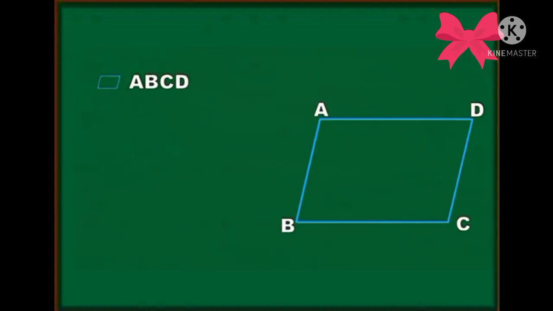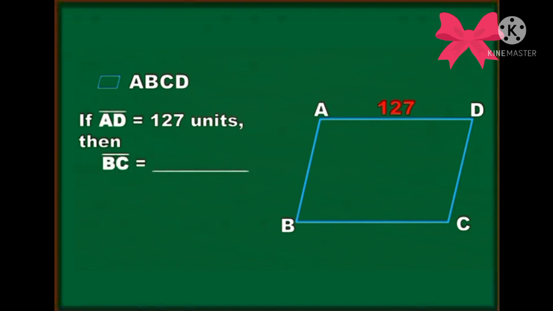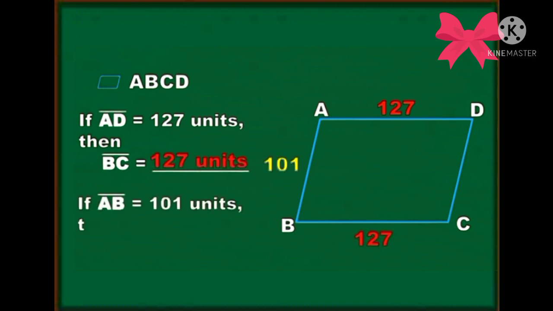Using the same parallelogram, if segment AD equals 127 units, what do you think is the measurement of segment BC? You're right. It's 127 units. How about if segment AB equals 101 units, then what is segment DC? Very good. It's also 101 units.